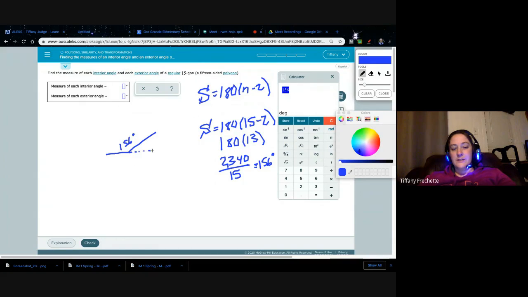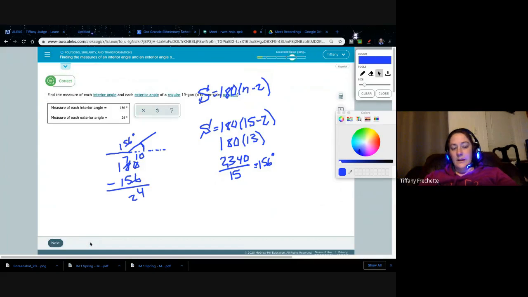If I draw this line and I continue it out, this is the exterior angle that we want for the other answer. So remember, a line is 180 degrees. I'm simply going to subtract 156. So I get 4 and 2. So I get 24 degrees. So every exterior angle is only 24 degrees. So we're going to type this in. We get 156 and we get 24. And yay, we got the answer.